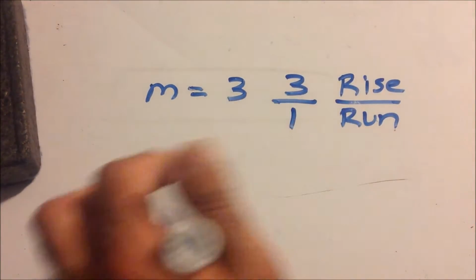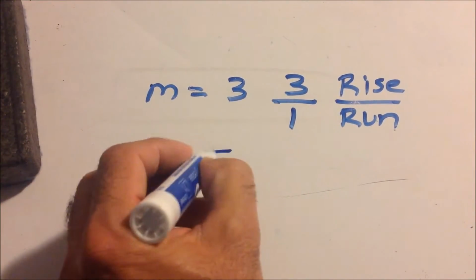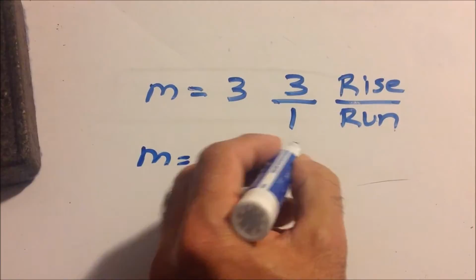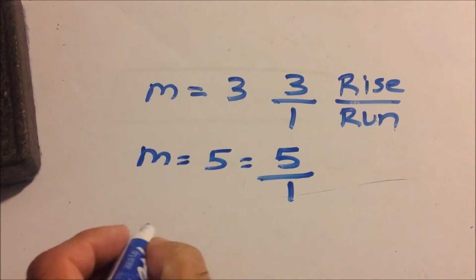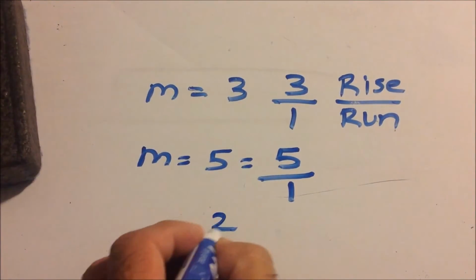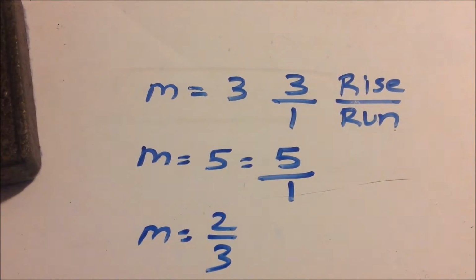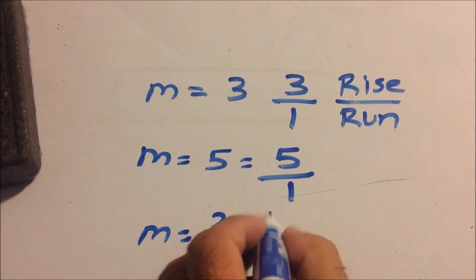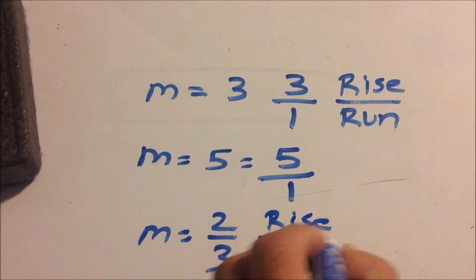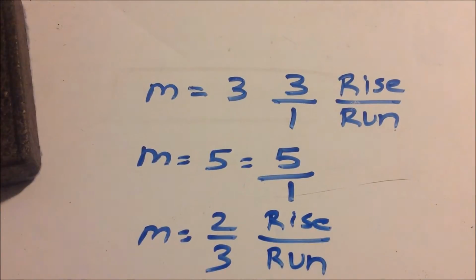Rise over run. So let's say the slope was 5. What does that mean? That's going up 5 over 1. And what if the slope was 2/3? It's going up 2 over 3. Rise is the y, and run is the x. Rise over run.